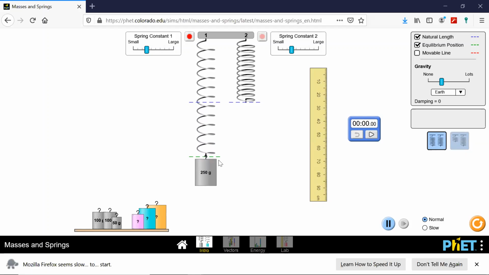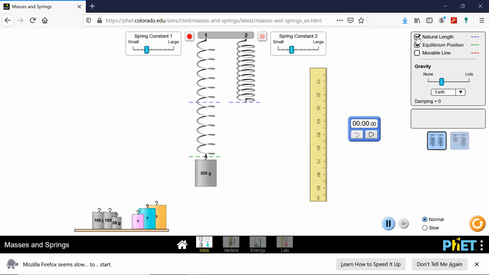When I say equilibrium position, I do not mean the blue dashed line. I mean the green one here. That's the equilibrium position of the mass and spring system. This blue one is completely meaningless. It's not going to help. You can turn off the blue one. We can turn it off.